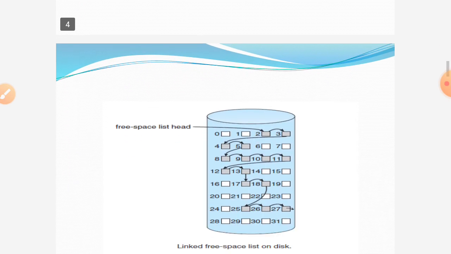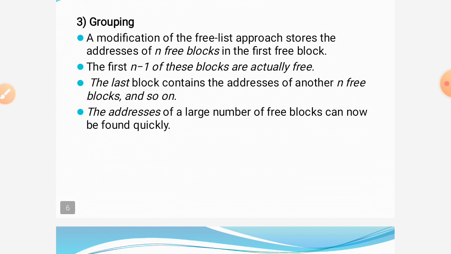So next one is grouping. This is a modification of the free list approach. Here the addresses of n free blocks are kept in the first free block. If there are many consecutive free blocks, the first block keeps the full addresses of those n blocks. That is, the first n-1 of these blocks are actually free. Again, the last block contains the address of another n free blocks and so on. That is the grouping concept.